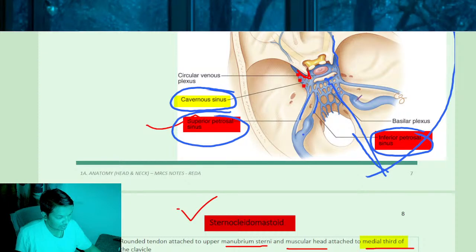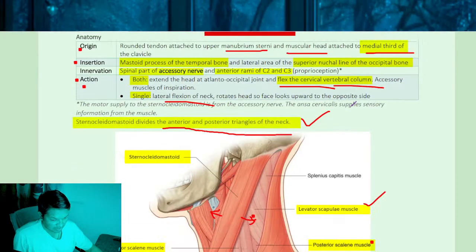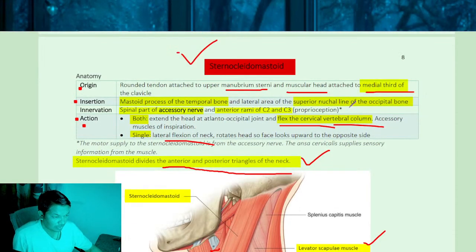We have another picture. Then we will see all these venous sinuses. This is an easy one, comparatively easy.